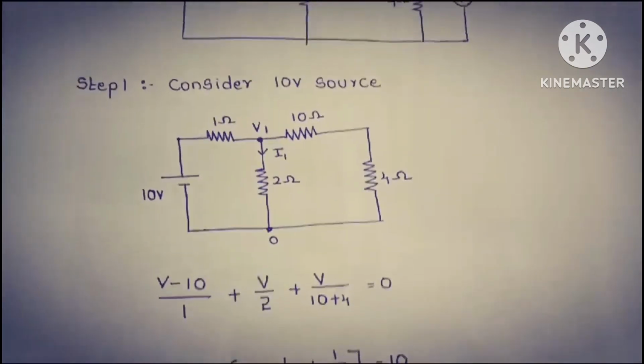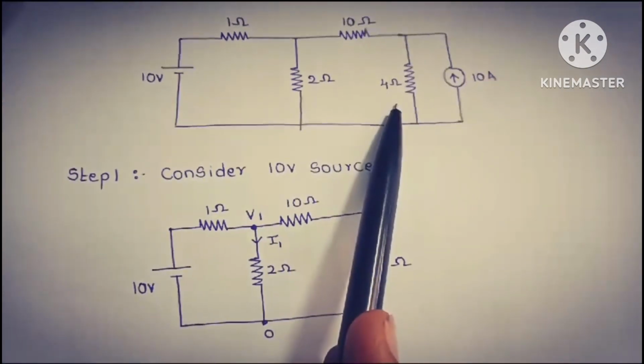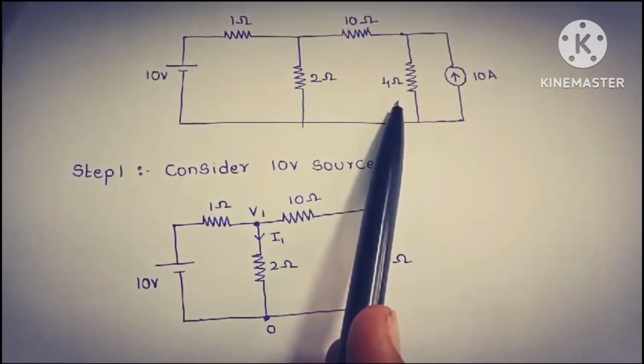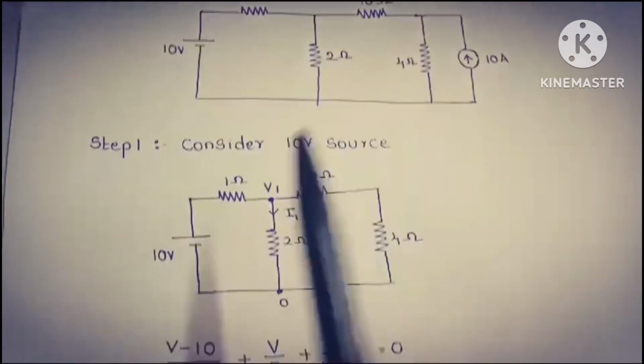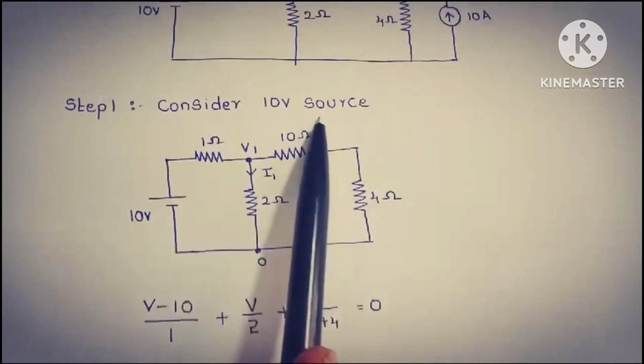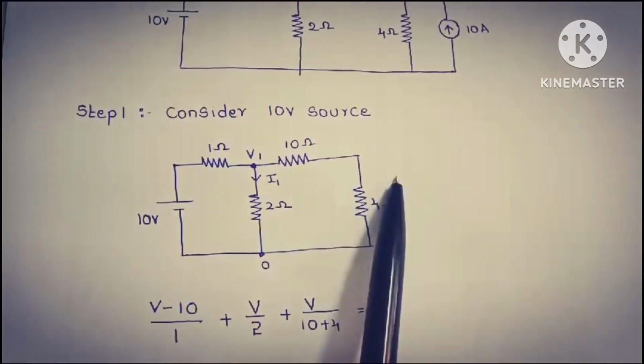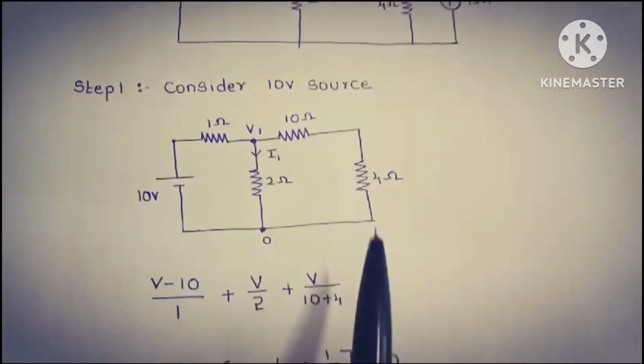So here, when we consider the 10 volt source, we need to open circuit the current source, that is nothing but a 10 ampere source. So first I am going to consider the 10 volt source. When I consider the voltage source, the current source is open circuited. Therefore, I am not going to represent this current source.